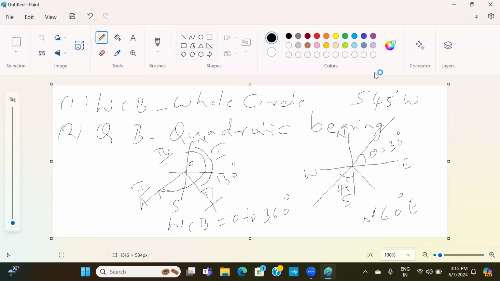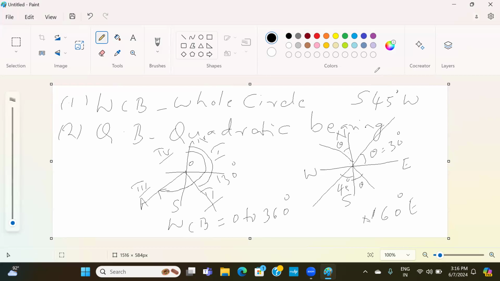If it is in the second quadrant, then let us consider the angle as theta, it is south theta east. If it is in the west quadrant, then north theta west. So this is about whole circle bearing and quadrantal bearing.